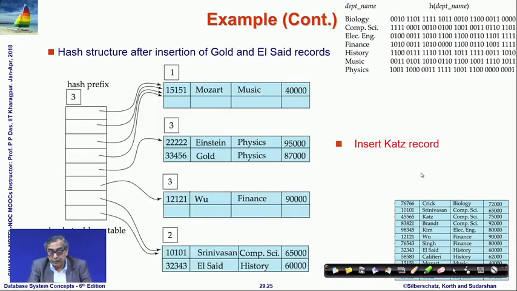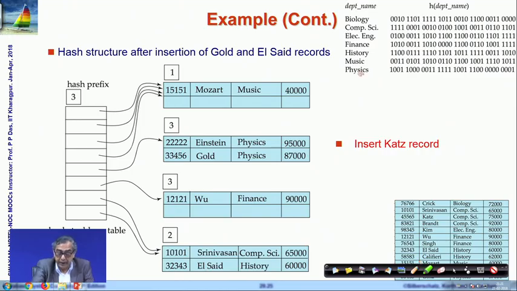So, as you try to insert gold, and gold is also from physics, which you already had. So, physics, and said is from history, which we did not have. So, you have history, finance, computers. Let me just mark them by the side. So, you have now computer science, finance, history, music and physics.